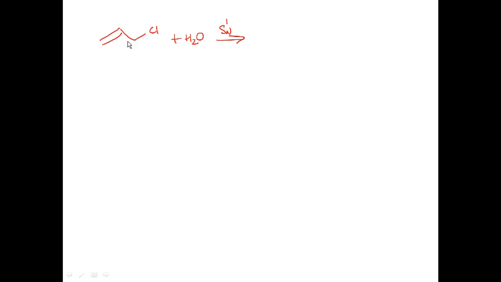True, but this isn't just a primary alkyl halide. This is a primary allylic one. So if I was to lose the carbon-chlorine bond, I would actually make my allylic carbocation, and then I would have two resonance structures for this allylic carbocation. The true resonance structure of this allylic carbocation looks like this.